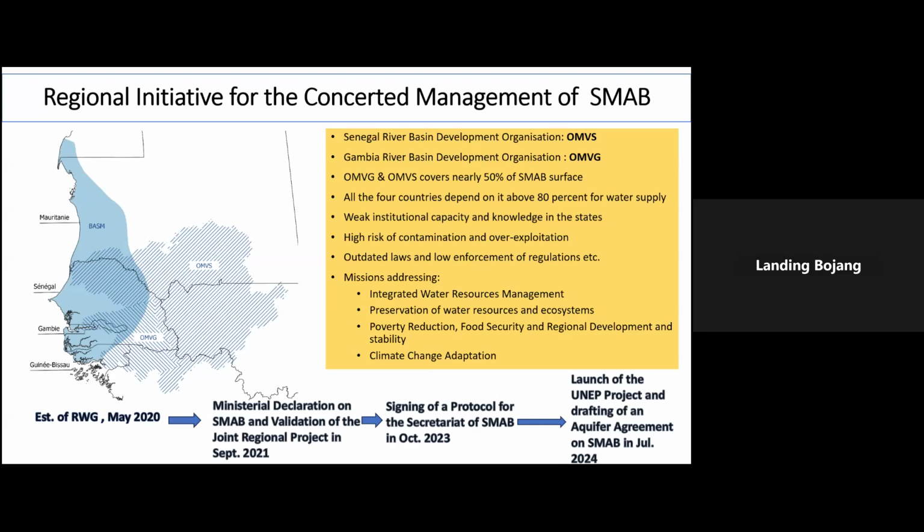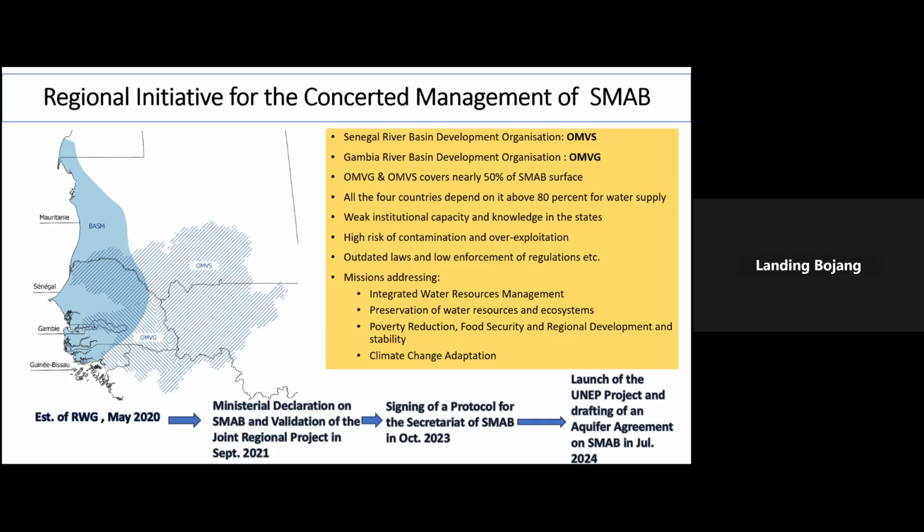As it was mentioned in the introduction, the Senegal-Mauritanian Aquifer basin is a critical resource for the region, which is intersecting the two river basin organizations, the River Gambia Basin Organization and the Senegal River Development Organization, the OMVG and OMVS. The aquifer covers 50% of this river basin area. All the countries depend on the aquifer system for water supply, almost above 80%. But in all the countries, there is weak institutional capacity and knowledge about the aquifer system.